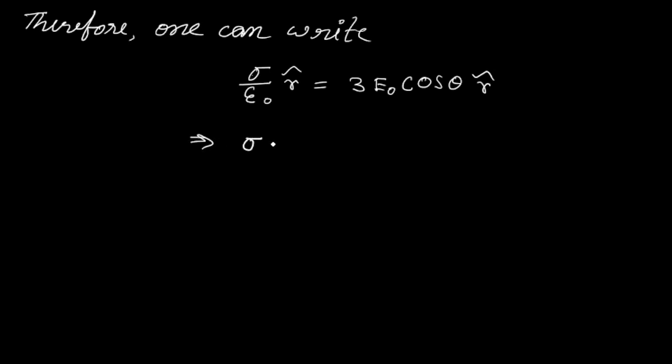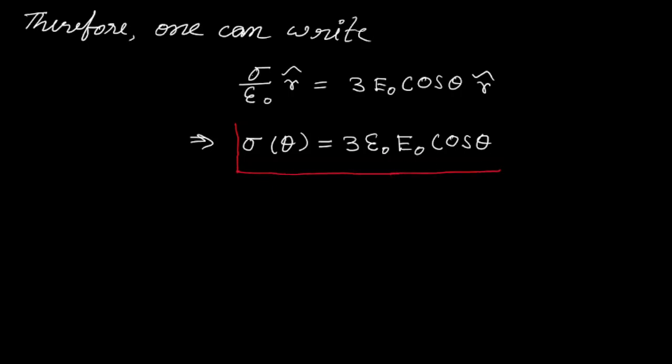So what we get is sigma, which will be a function of theta in this case, and this can be written as 3 epsilon naught E naught cos theta. So this will be your final answer. In this case, the induced surface charge density on the conducting sphere will be a function of theta. It will not be uniform, it will be non-uniform, depending on theta.